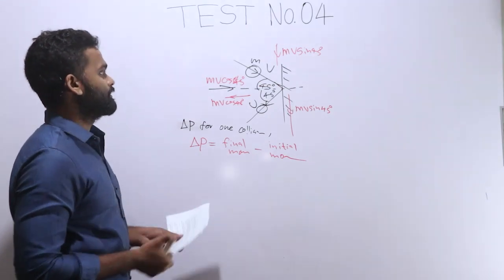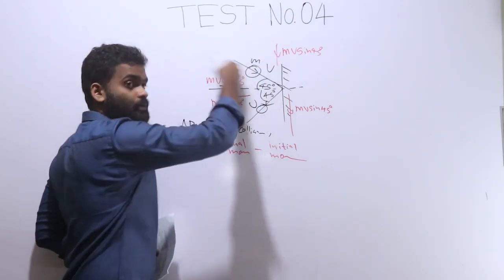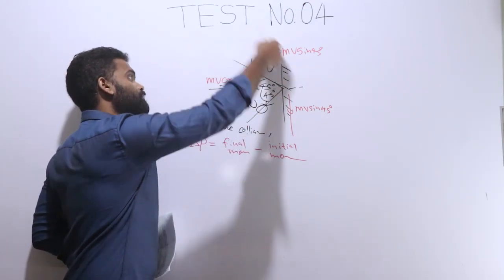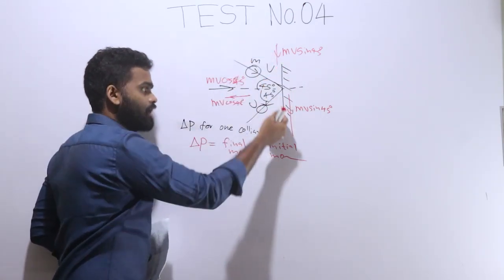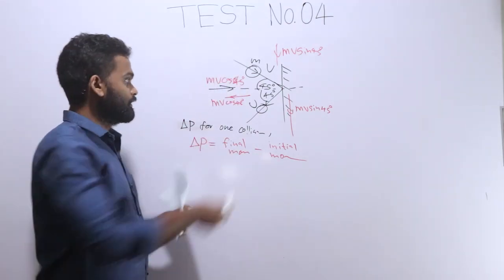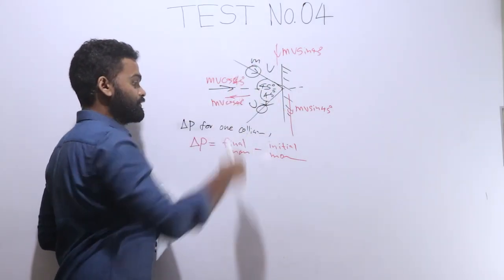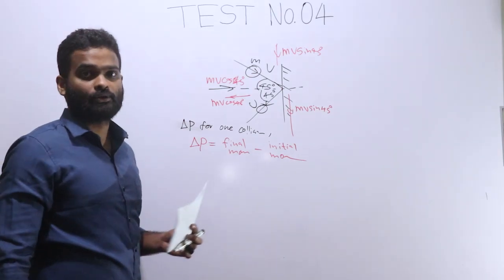So final momentum means this momentum. Initial momentum is this one. I mean, this momentum is before collision, and this is after collision. You can think of it like that as well. After collision, this is the momentum; this is before collision. Then I resolve this, right?